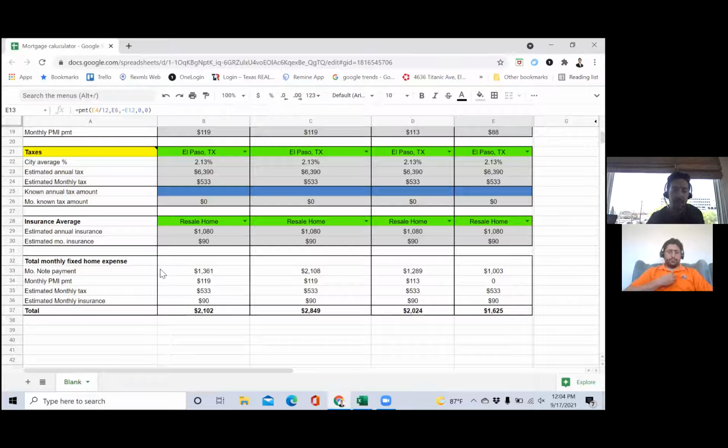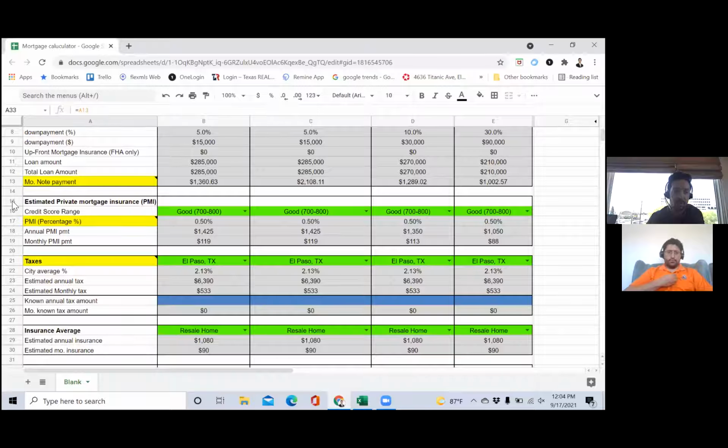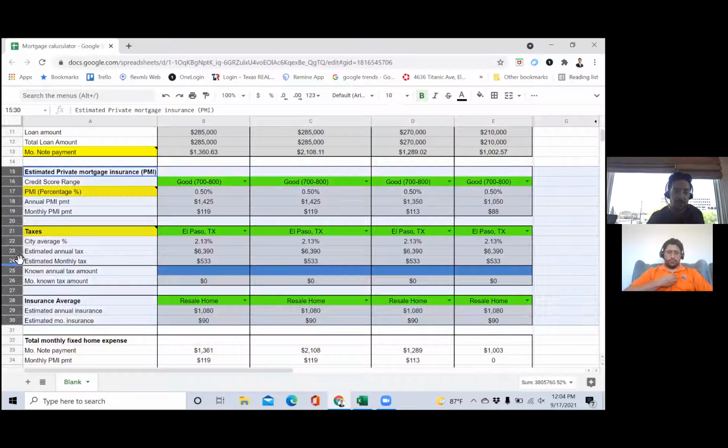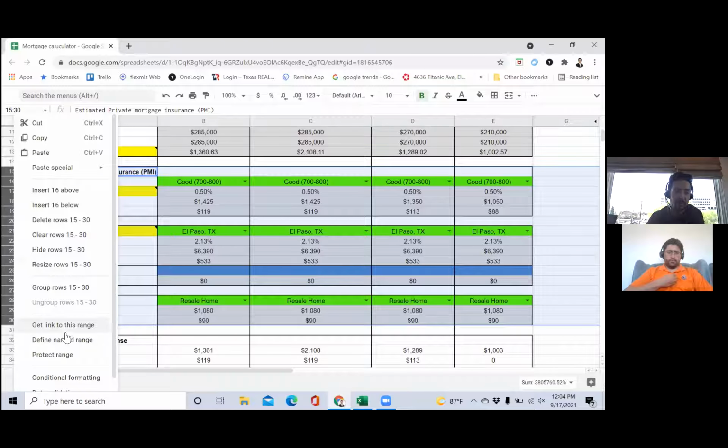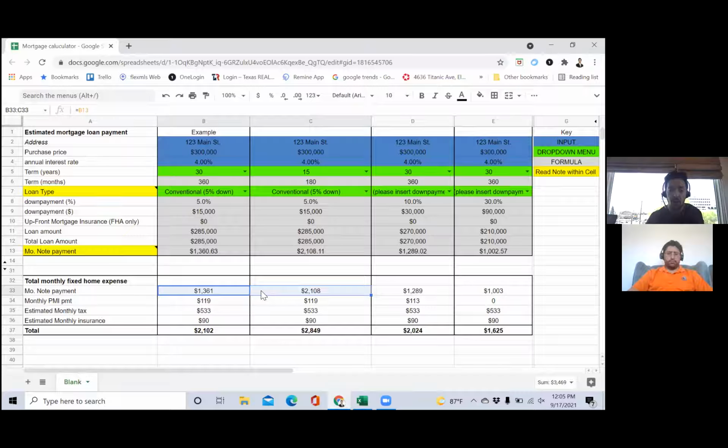Let's compare the monthly payments. And I'm gonna hide these real quick just so we can see both items. Okay, check it out. From 30 years to 15 years, just the principal and interest goes up about 750 bucks, more or less. So you're paying $750 more just on the note.